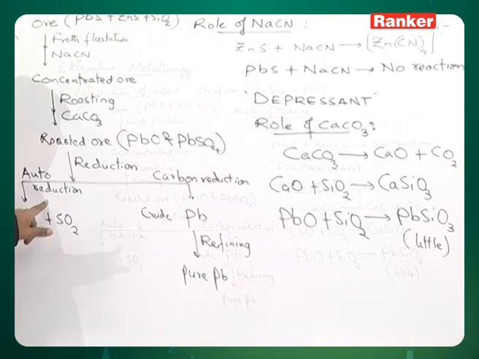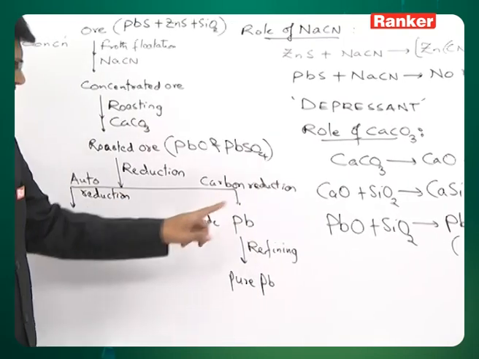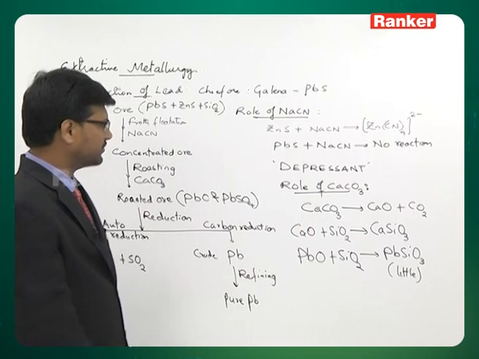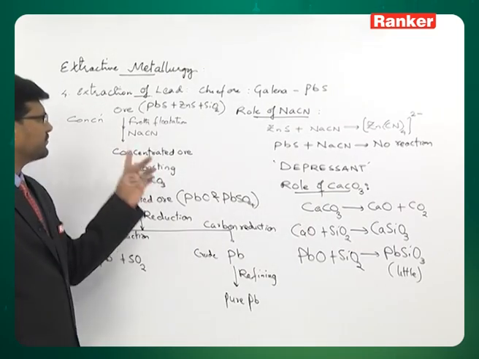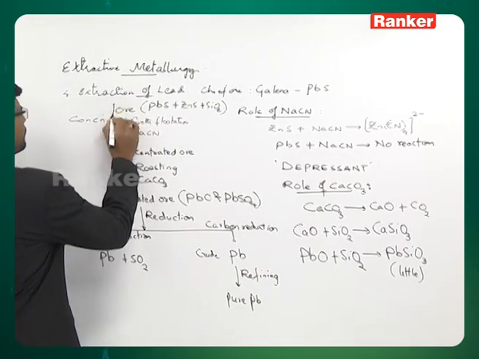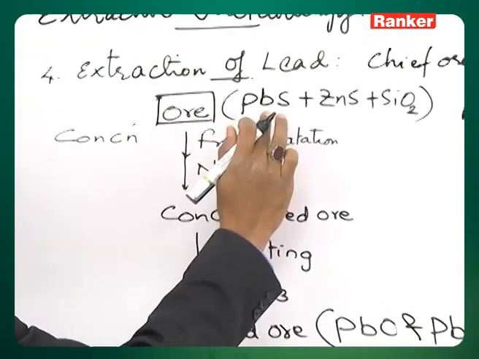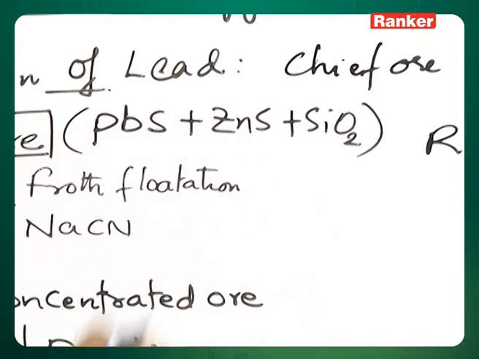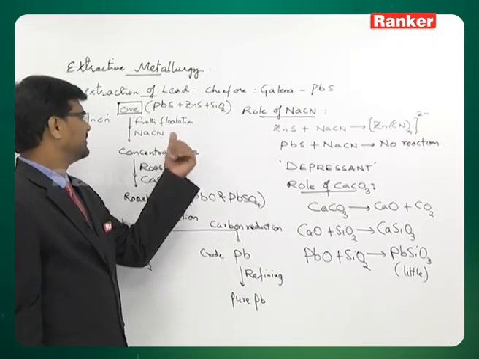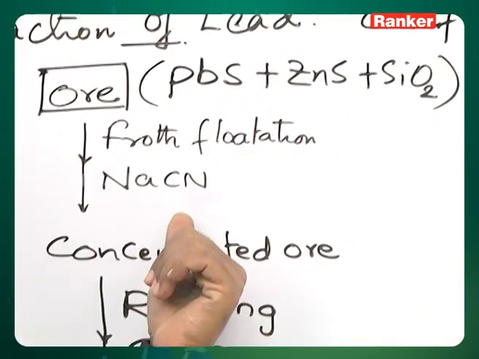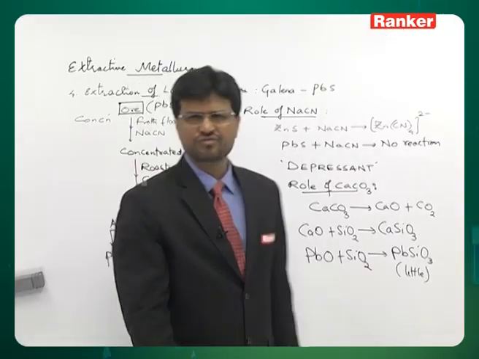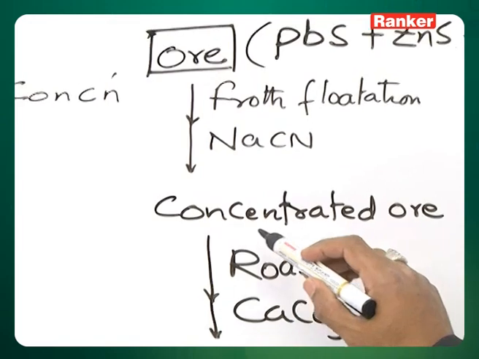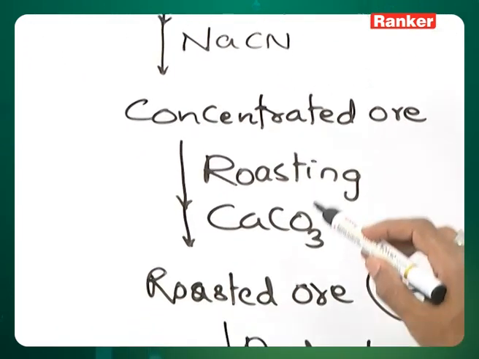I'll have to elaborate on auto reduction and carbon reduction and also talk about refining of lead. Let's talk about it. Go through the flow chart once again. We start with ore which consists of PbS. ZnS is associated as an impurity apart from SiO2. We do froth flotation in presence of NaCN. The role of NaCN is to prevent ZnS from sticking to the froth. Then we do concentration of ore.